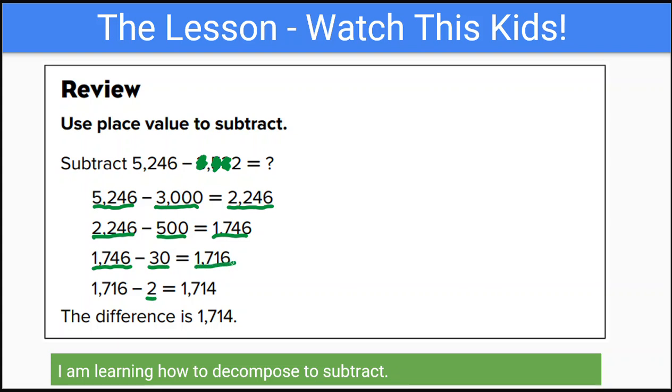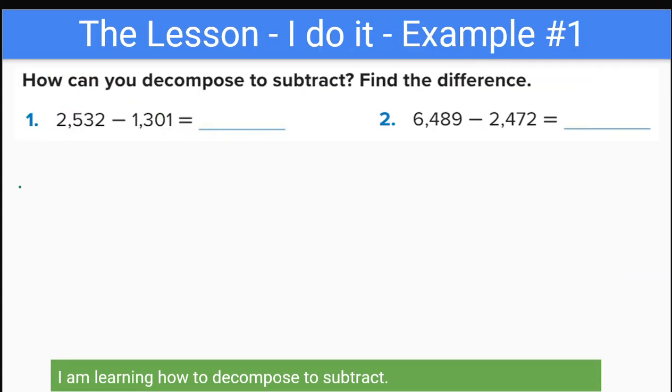1,746, take away 30 is 1,716. Now you take this 1,716 and you take away this 2 right here, okay? And that leaves you with 1,714. So the difference is 1,714. It would be kind of nice to do this on a number line too, but these are very big numbers and that might take a long time. Kids, right now you're learning how to decompose to subtract.